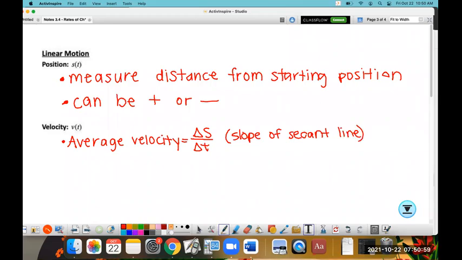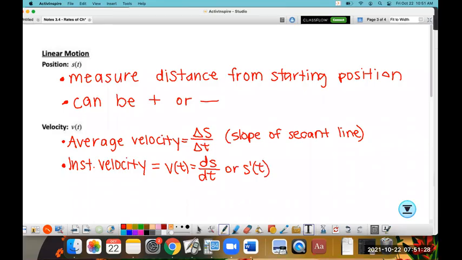The instantaneous velocity, or more commonly referred to as just velocity, that instead is going to be called v of t, or instead of delta s over delta t, ds dt, or we could say s prime of t. Remember, that is instead the slope of the tangent line.